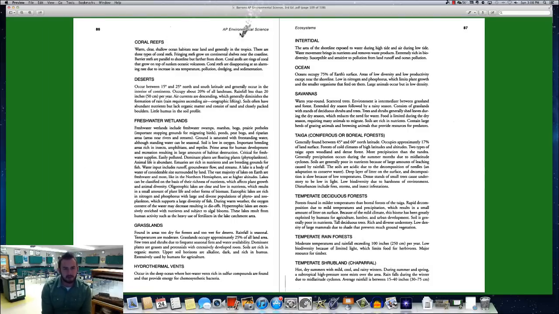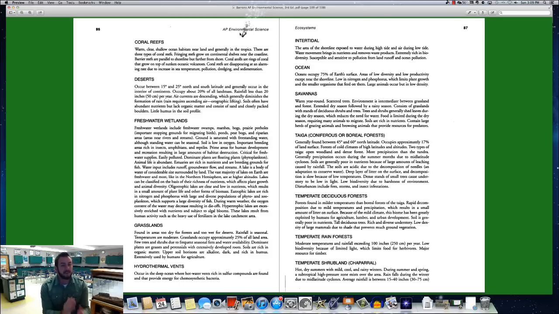And there are 3 types of coral reefs. There's fringing reefs that grow on continental shelves near the coastline, barrier reefs that are parallel to the shoreline but farther from shore, and coral atolls, which are rings of coral that grow upon sunken oceanic volcanoes. And coral reefs are disappearing at an alarming rate due to temperature rising, pollution, dredging, and sedimentation along the coast.